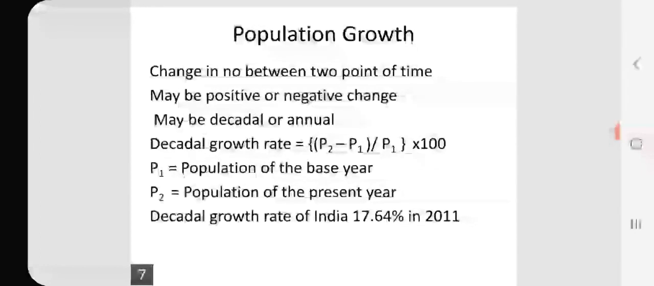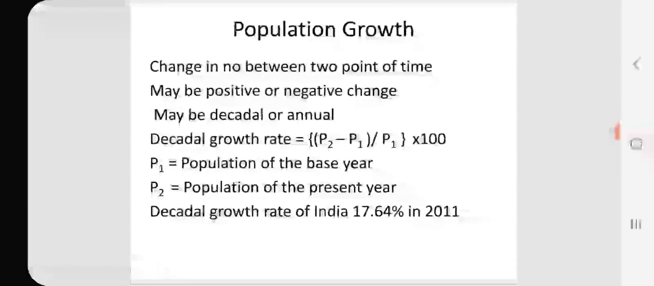Decadal growth rate is calculated by the formula (P2 minus P1) divided by P1 into 100, where P1 equals the population of the base year, and P2 equals the population of the present year. For example, if we calculate the decadal growth rate of India from 2001 to 2011, P1, the population of the base year, is the population of 2001, and P2 is the population of the present year, 2011, that is 121 crore, and the population of 2001 was 102 crore.